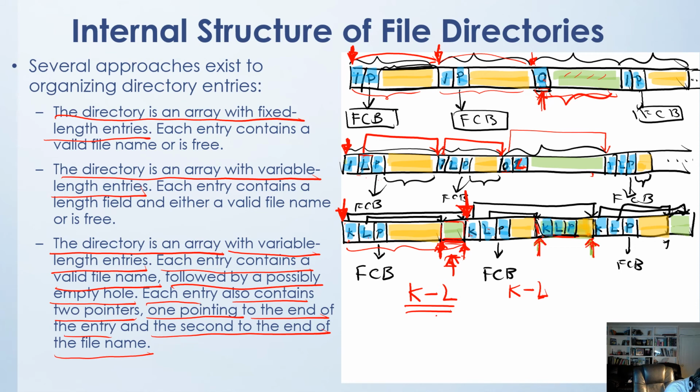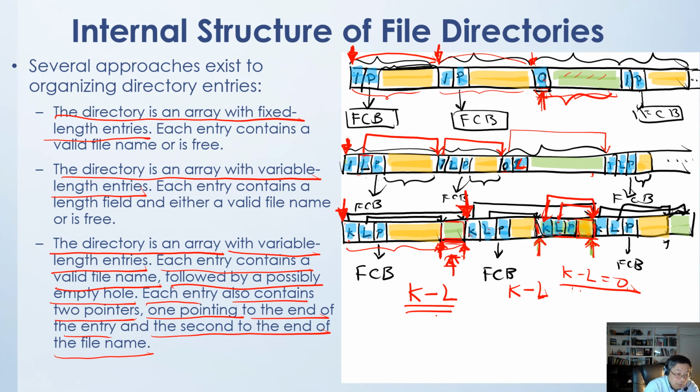the value of K equals the value of L. K minus L equals 0. So K points to the end of the entry, and L also points to the end of the entry. That means K and L have the same value, so the whole space is used for the file name. So that's a new one. This is how you allocate the new file.